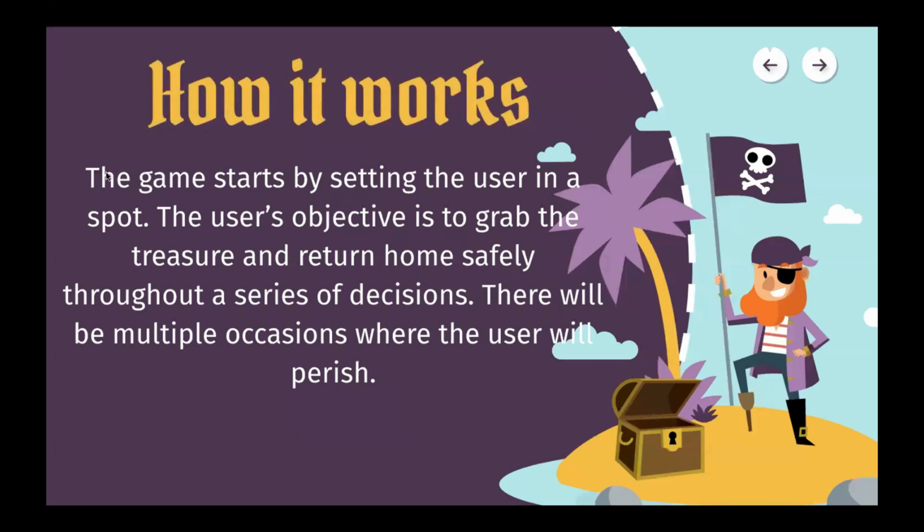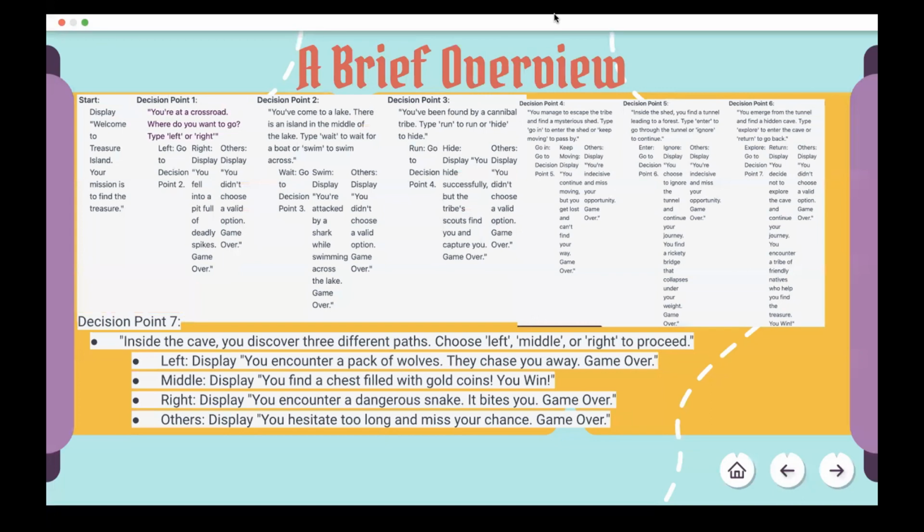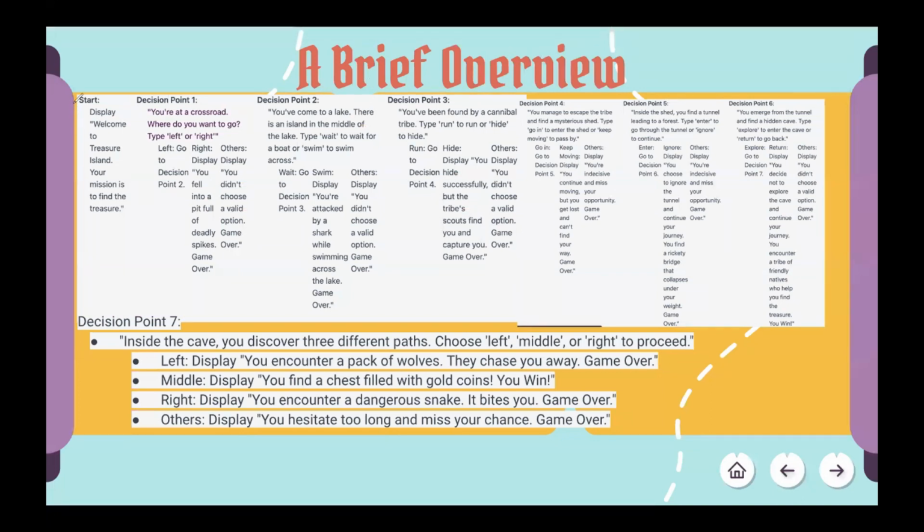So how it works, basically, the game is setting the user in a spot, and then the user's objective is to grab the treasure and return home safely throughout a series of decisions. There will be multiple occasions where the user will die, but it's okay because you can play again. Okay, so a brief overview of the game. We start off with the start. It displays a welcome and your mission. Then at each decision point, it'll give you your location and a decision to make.